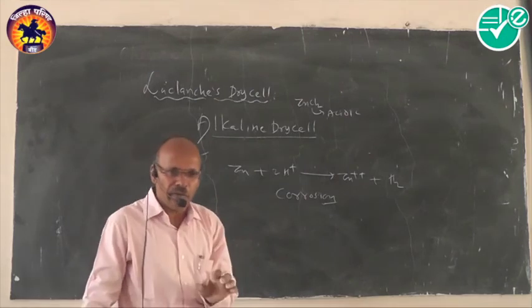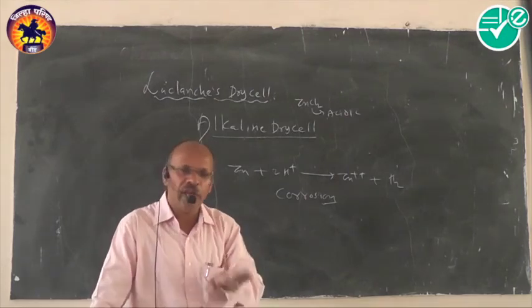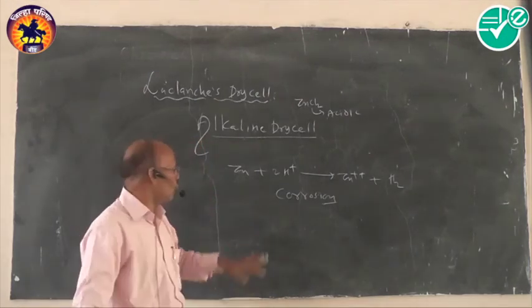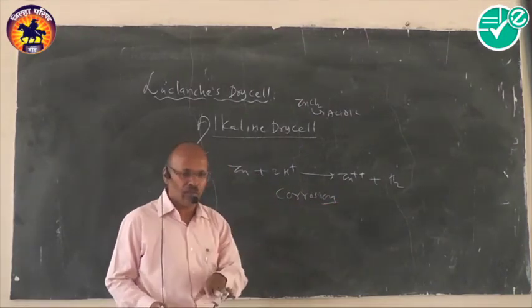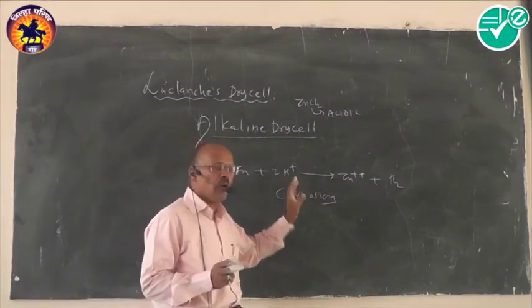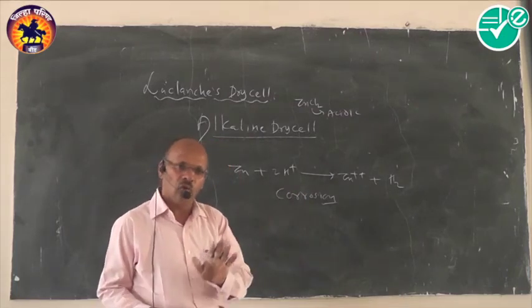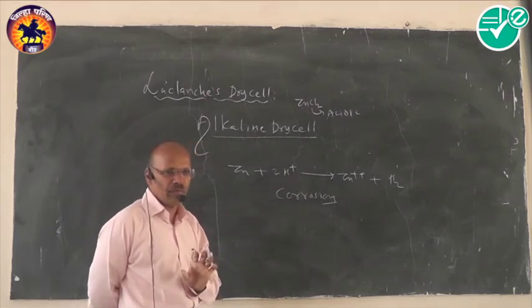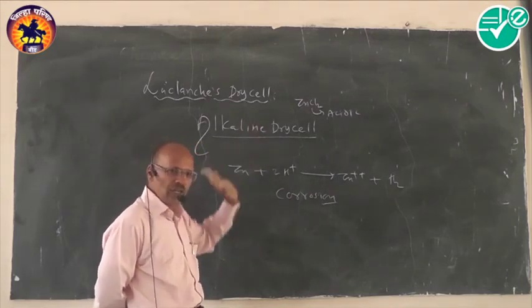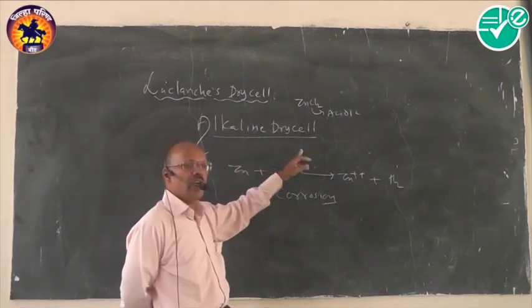Because when it works in the acidic medium, there is much more chance to corrode zinc into the zinc ions, forming its oxide. Due to that, the lifespan of the dry cell decreases. To increase the lifespan of the dry cell, we generally prefer here the alkaline medium. In case of the dry cell, the name is the alkaline dry cell.